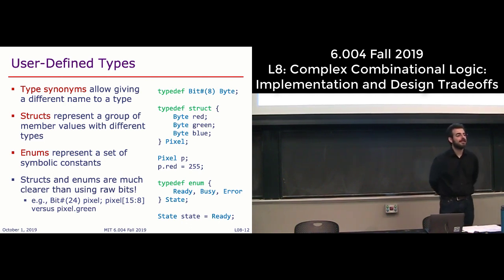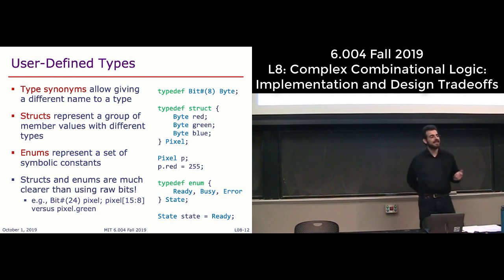Yes? Can the member values in structs have different sizes? Yes. So this just shows 3 bytes, but you could have bytes and bit 16s and vectors and what have you. And in fact, you can have structs composed of other structs. And in fact, structs and type synonyms can also be parametric. So for example, you can create a pair of T, and that's 2 T's.